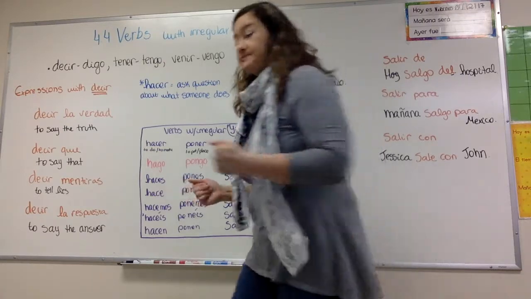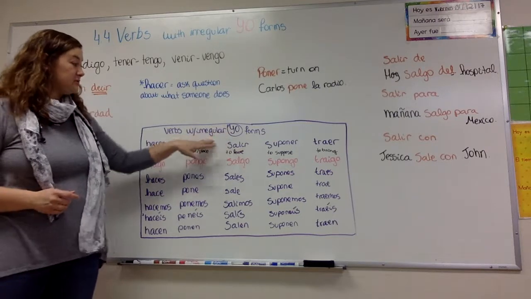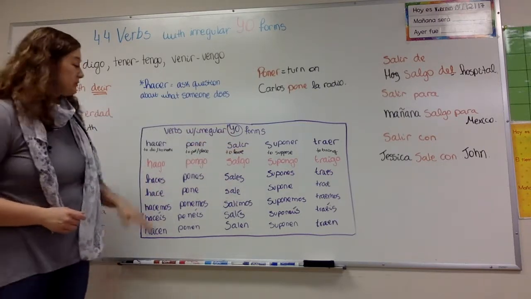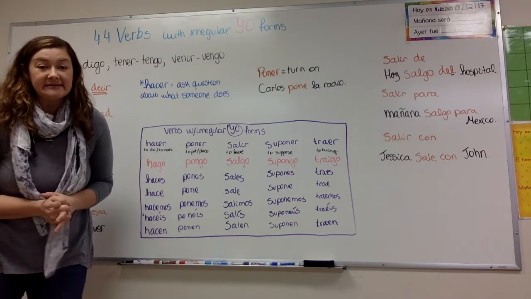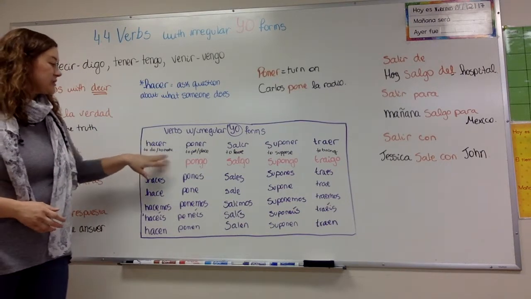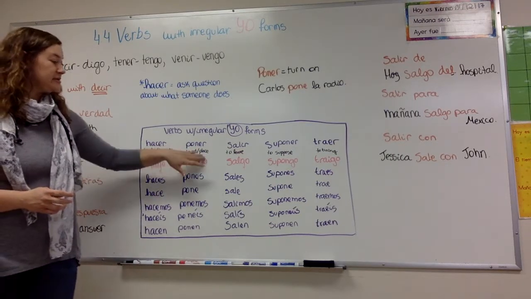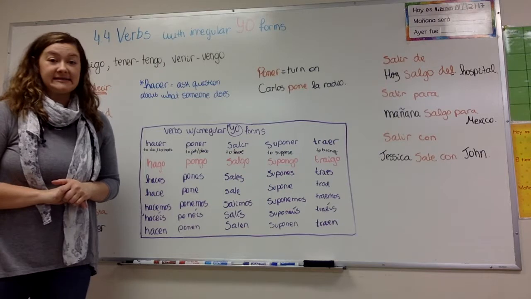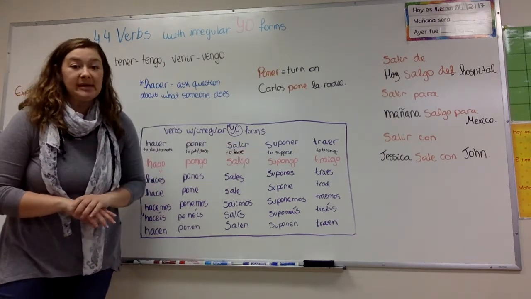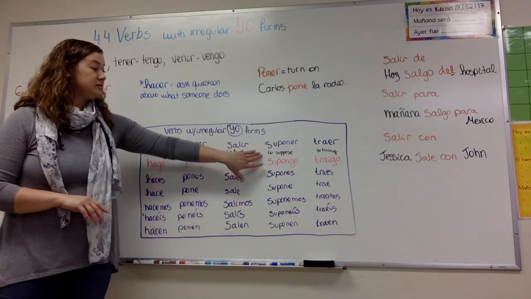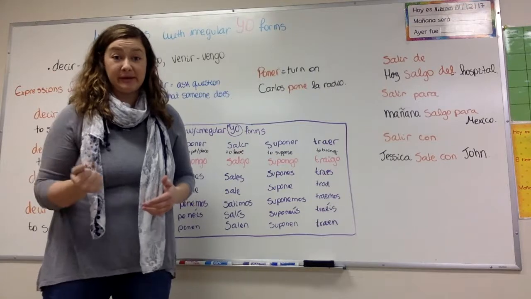Okay? So, I made a little chart here for you guys with the irregular yo form verbs. We are going to learn the verb hacer. Repitan, hacer, which means to do or to make. Poner, which means to put or to place. Salir, which means to leave. Suponer, which means to suppose. And traer, which means to bring.